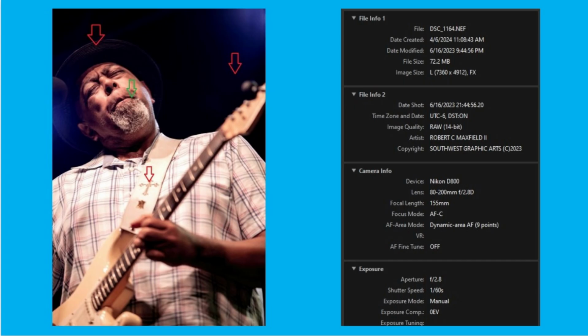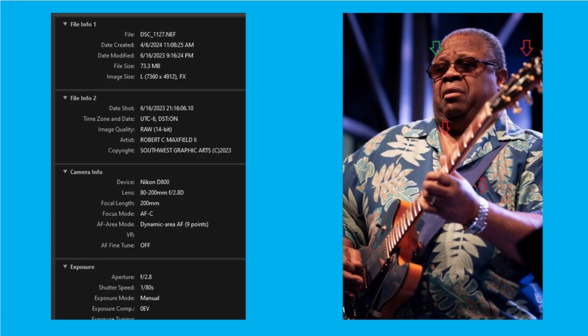Speed is 1/60th of a second at f2.8. It is using 9-point dynamic AF and is probably at about ISO 1600. This shot is of Andrew Junior Boy Jones, and you can see that his glasses, the frame on his glasses, are in focus. The guitar head and the neck are out of focus.